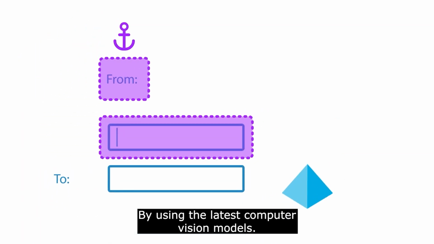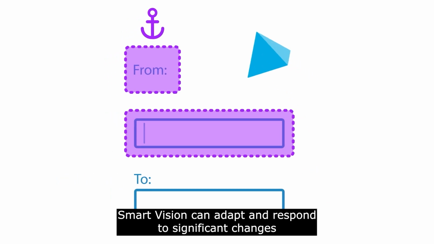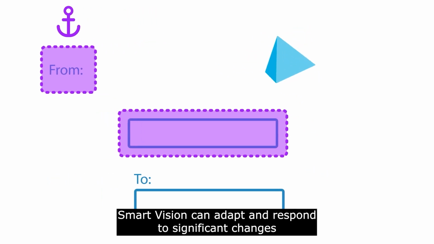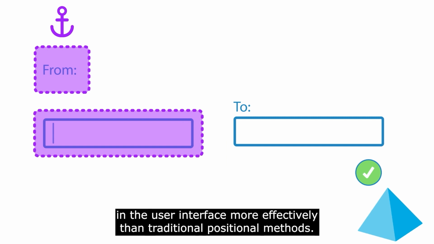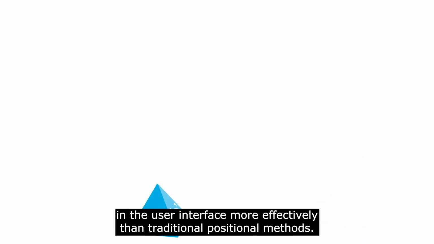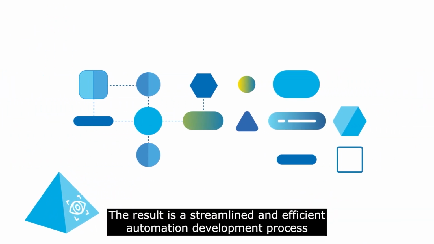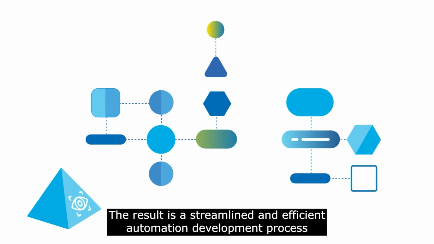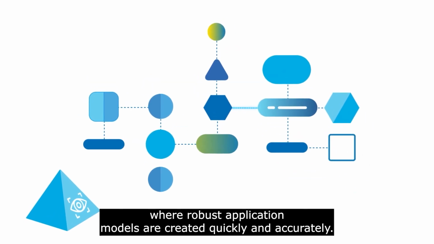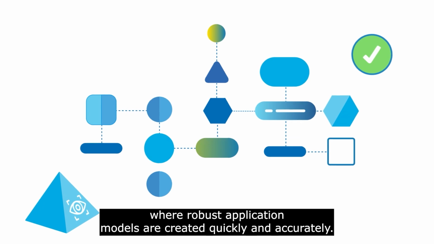By using the latest computer vision models, Smart Vision can adapt and respond to significant changes in the user interface more effectively than traditional positional methods. The result is a streamlined and efficient automation development process where robust application models are created quickly and accurately.